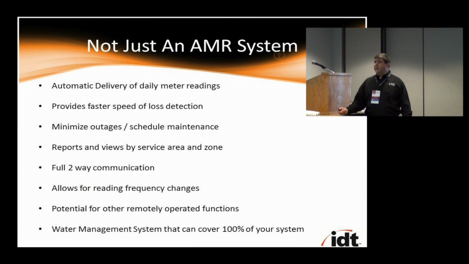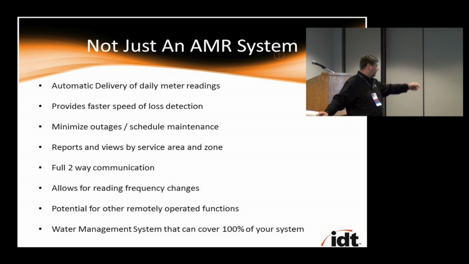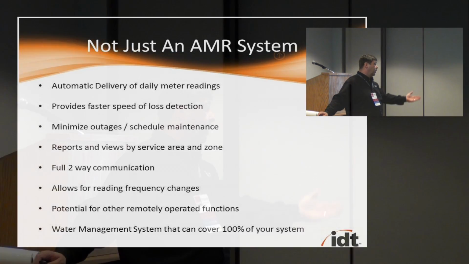You get automatic delivery of daily reads, but you get faster speed of loss detection. If you're not already getting it every 6 hours, like you are with the phase. You were the only one in the room. So, you minimize your outage and schedule maintenance. I had one system tell me, hey, I have water in this area over here. It froze. I knew I was going to have issues. Now they know where. Makes a big difference on how you spend your time and where you go.